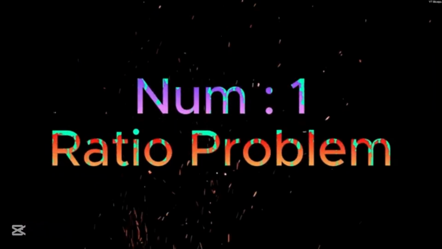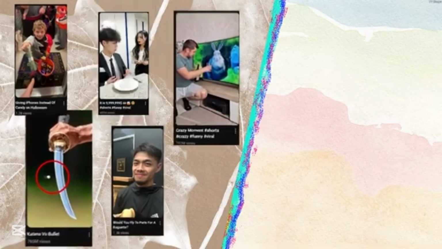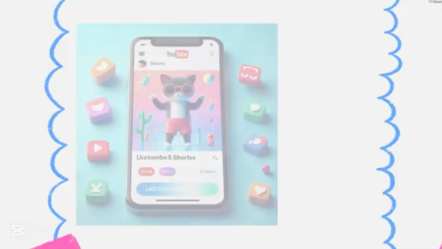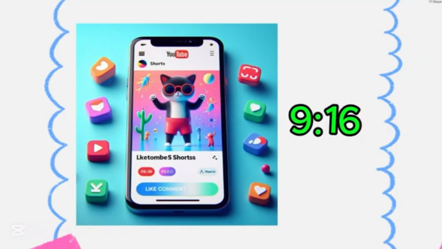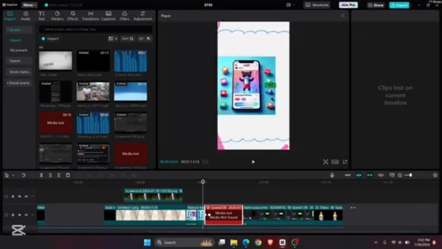Number 1, ratio problem. First, look at those shorts on the left. Some of those shorts get 1 billion views. And look at the right side video. They got only a few views. Did you catch the difference? Well, the proper short video ratio is 9:16. You normally go to any video editor and select a 9:16 frame.